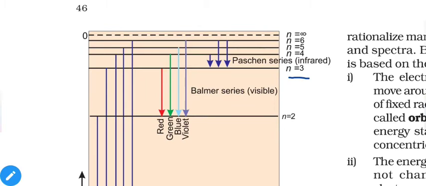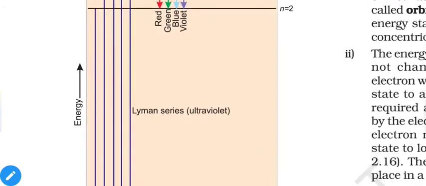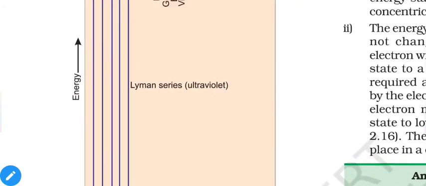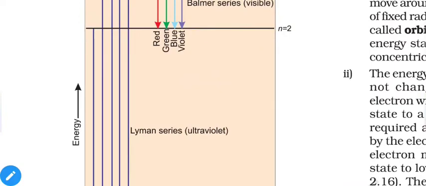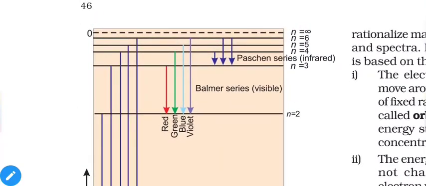That means the energy difference between n equal to 6 and n equal to 5 is comparatively nominal or minor, and as we move from higher numbers to lower numbers, the energy difference starts increasing. Here the energy difference is comparatively more, between 3 and 2 it is even more, and between 2 and 1, as we can see, the energy difference is quite large.